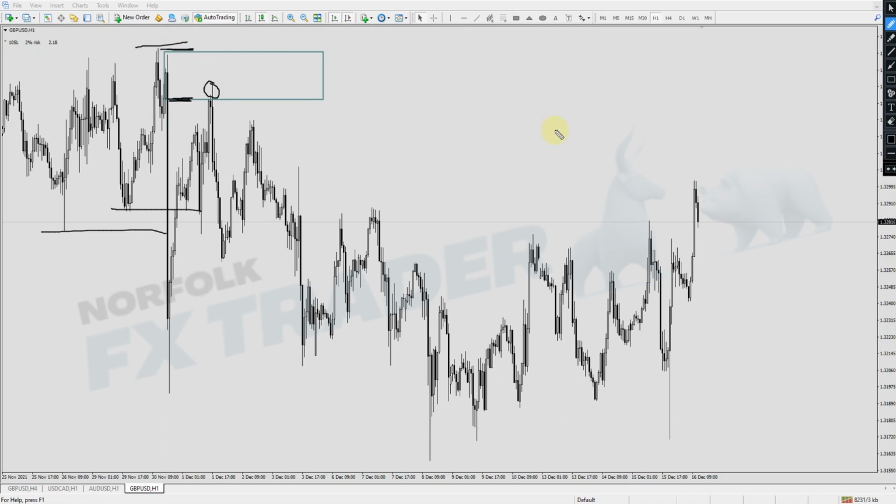Now, what about my first profit target? Where is that going to be positioned? Well, looking at this chart, this is not our first profit target. This, in fact, is our second profit target.